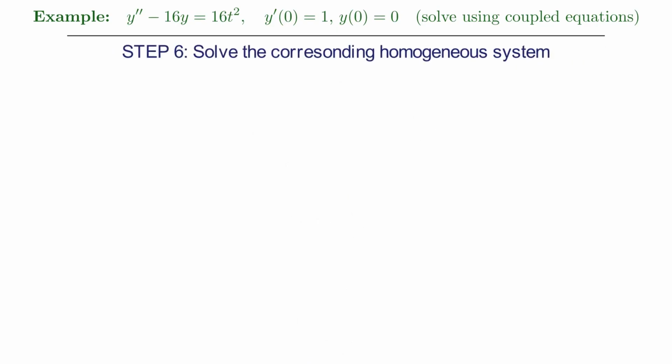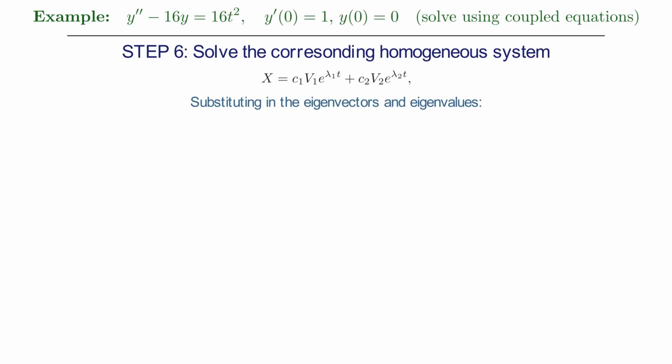So we can now solve the corresponding homogeneous system. Because we have two distinct real eigenvalues, we can use the form of the equation x equals c1 v1 e to the lambda 1t plus c2 v2 e to the lambda 2t, where v1 is the eigenvector corresponding to eigenvalue lambda 1, and v2 is the eigenvector corresponding to eigenvalue lambda 2, and c1, c2 are constants to be determined.